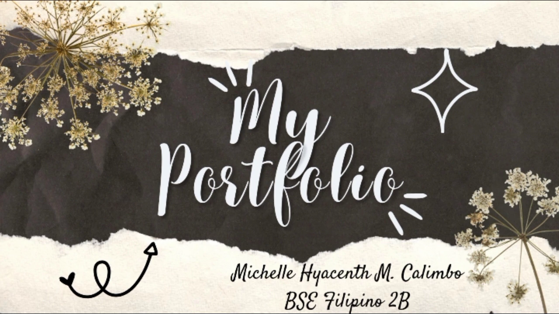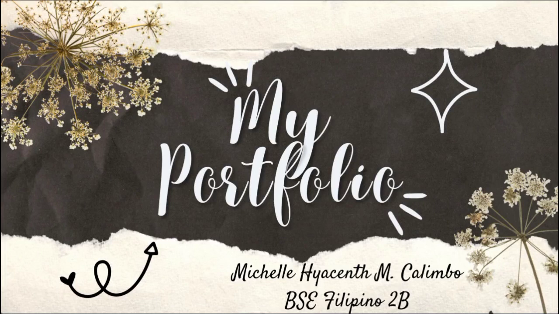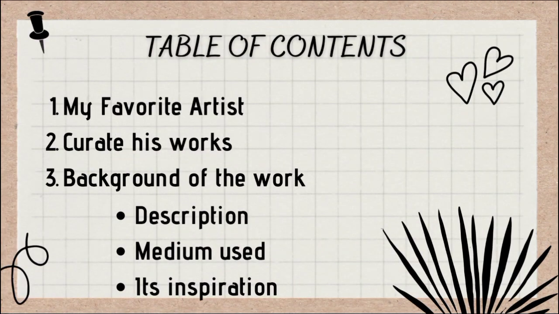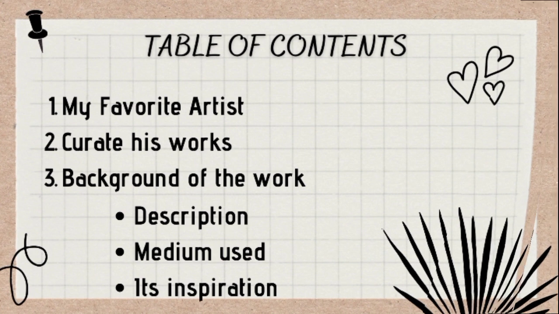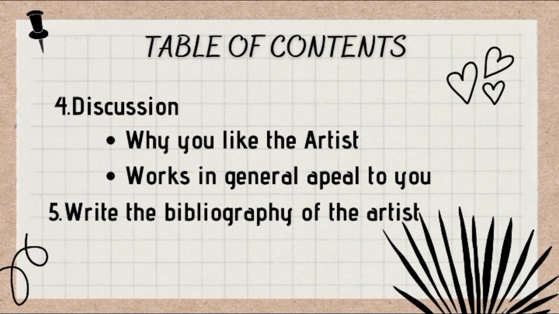Today I will be talking about my chosen artists from the ancient time to Art Nouveau. But before that, here is the table of contents of my portfolio. First, my favorite artist. Second, curate his work. Third, background of the work, the description, the medium, and inspiration. Fourth, discussion: why you like the artist, and how the works in general appeal to you. And fifth, write the bibliography of the artist.